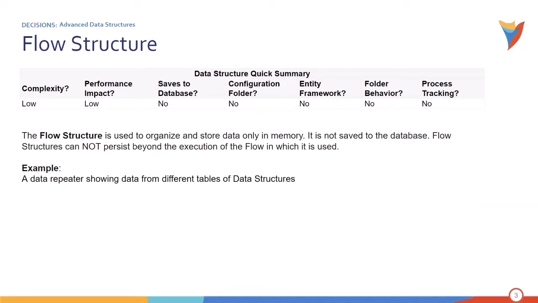A flow structure has no configuration folder, and it cannot be reported on because the data does not persist. So there's nothing to retrieve and then report. So a good use case would be collecting credit card information and passing the data from flow A to flow B and from flow B to a form, for example.